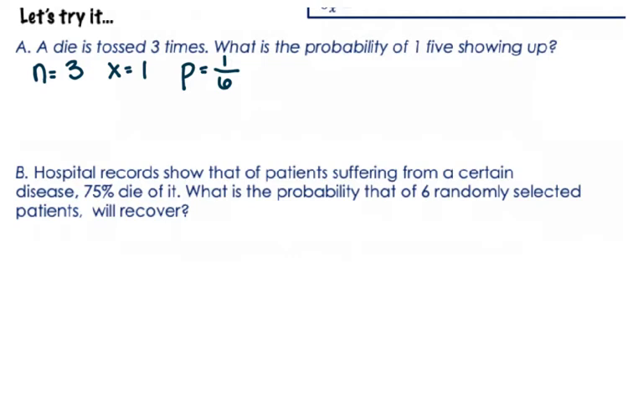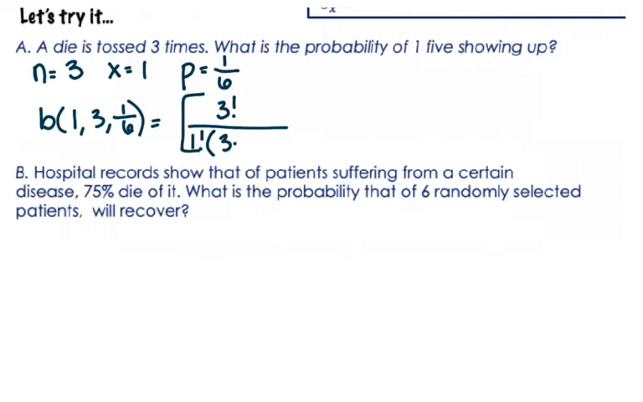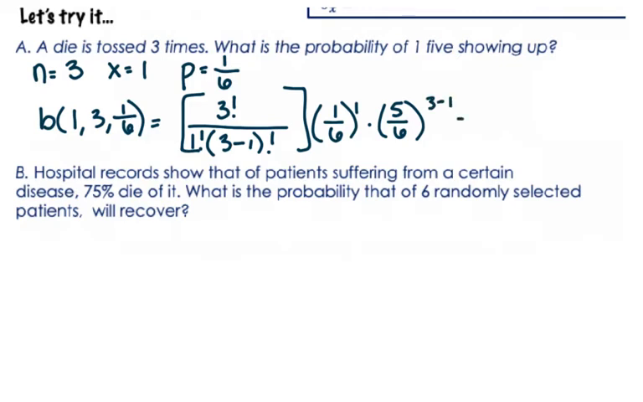Okay, so now we're going to put it into that big scary formula. So it looks like this. I'm just going to fill in. So on top, it's going to be n factorial, and that's a button in the calculator, over 1 factorial, 3 minus 1 factorial. 1/6 to the first power times 5 over 6 to the 3 minus 1 power. We're going to put all this in our calculator.